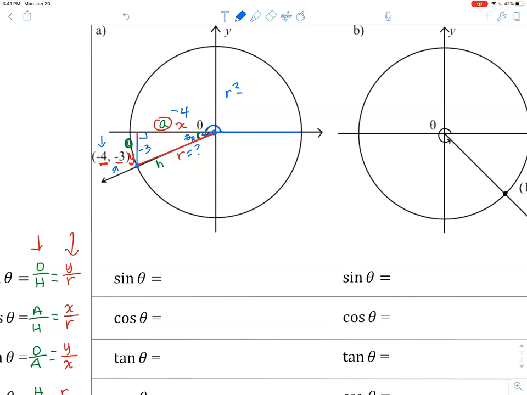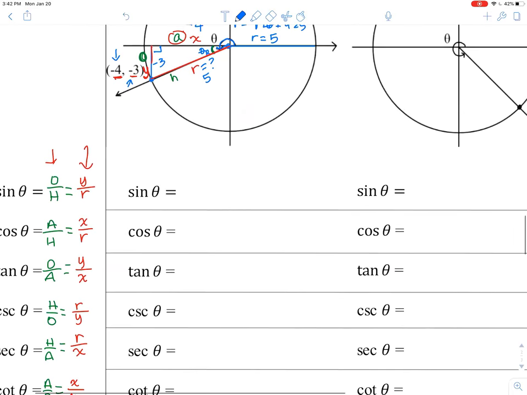So remember, hypotenuse squared is equal to side A, negative 4 squared, plus side B, negative 3 squared, and then we square root both sides. So from now on, we're just going to go straight to the radius is equal to one side squared, so negative 4 squared is 16. The other side squared, negative 3 squared is 9, which is 25. And so the radius is 5. All right, so we have that measure.